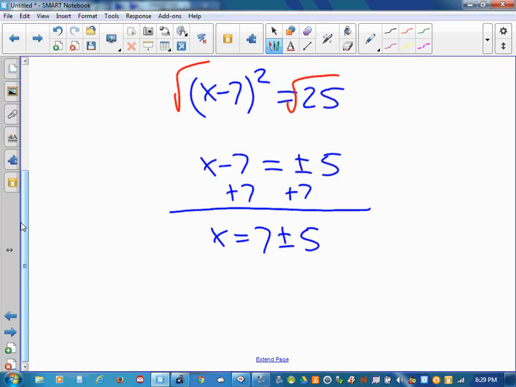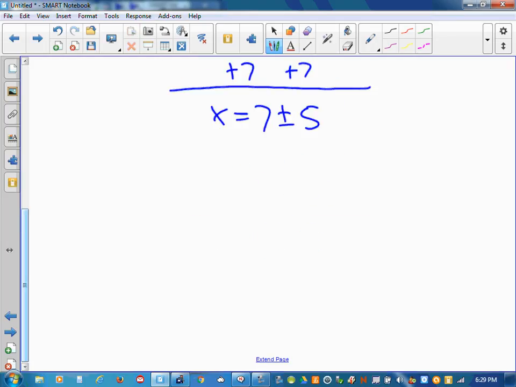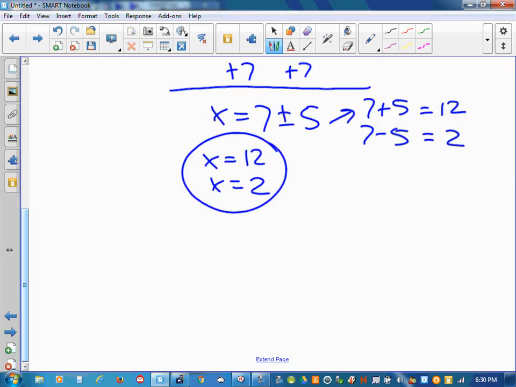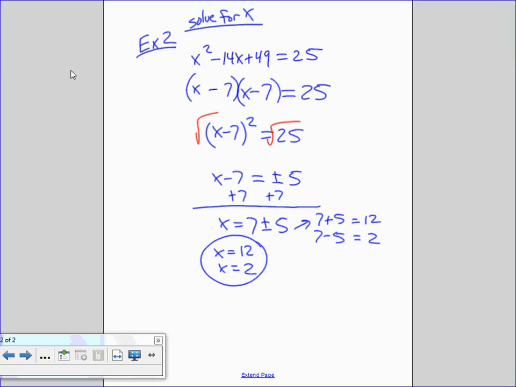Now, when it works out this easy, you really do need to come up with the two solutions. So this means two things, 7 plus 5 and 7 minus 5. So there's two answers, 12 and 2. All right, so x is equal to 12, x is equal to 2. So these two answers make the equation work. Let me go full screen here. If I put 12 back in the original problem or 2 back in the original problem, it would work out and make 25.